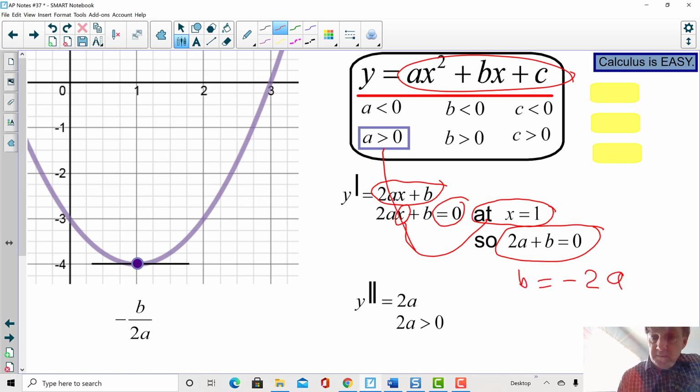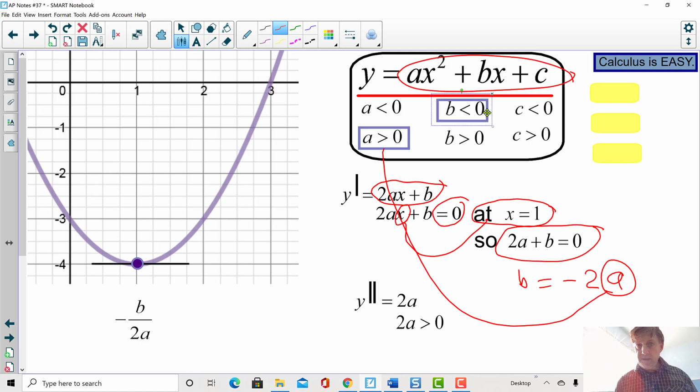Now, if a is positive, then b is going to equal -2 times a positive number. So that means b is going to be negative. Okay, so we're going to choose b is less than 0. Put a box around it.